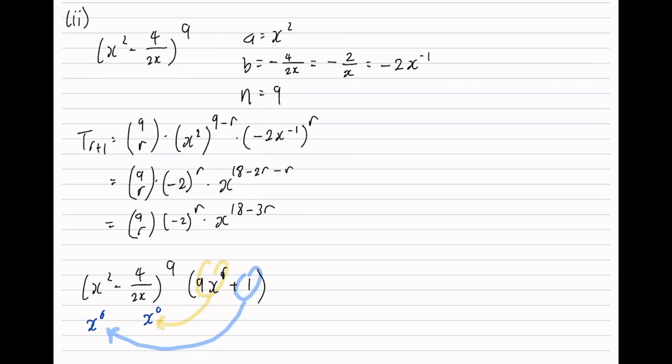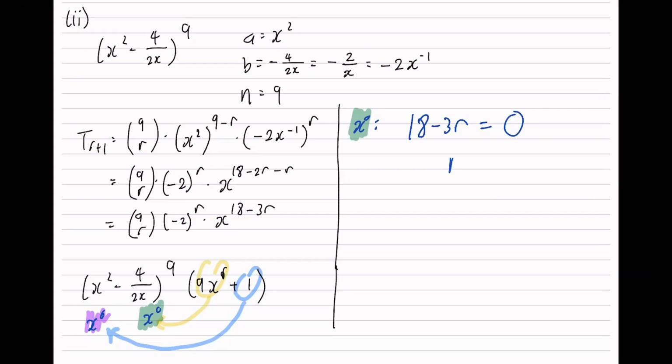So let's check if these two terms exist or not. So how do we check it? First, maybe I color code it as dark green and purple. For the dark green, we need x power 0. Let's check if it exists. So we take our power 18 minus 3r, we equate to 0. Solving, we get r equal to 6. So it does exist. It's a positive integer. So then we can find our t r plus 1, which is 6 plus 1, 7, which is 9 choose r, r is 6, multiplied by negative 2 power 6 times x power 18 minus 3r, 18 minus 3 times 6, which is a 0. Type in a calculator.